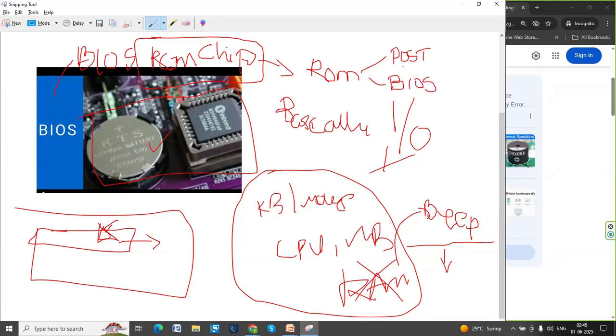Can you repeat that? Power on self test. Okay. What does it mean? After turning on the computer, it will do the self test. What self test will it do? It will check whether the parts are working or not. Hardware parts working. That's what POST is.